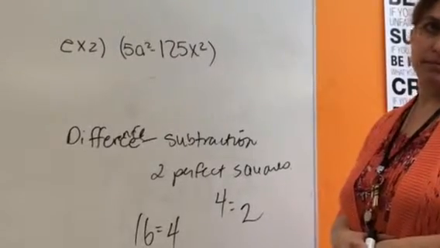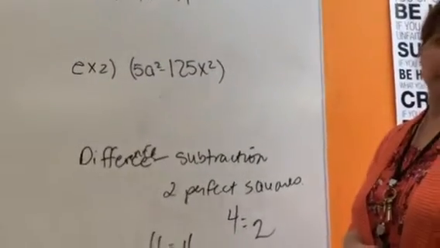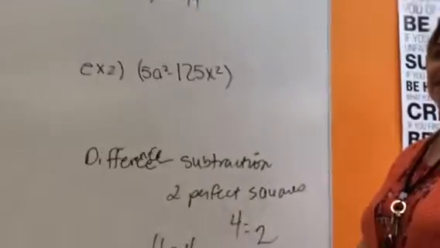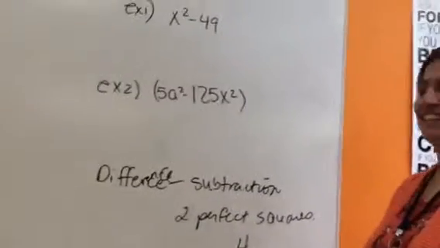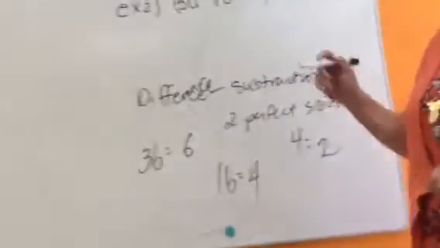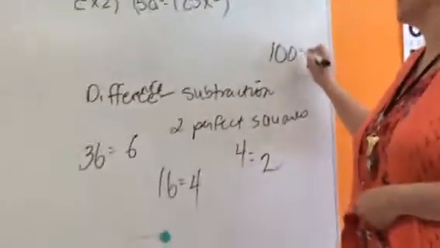20 is not a perfect square. Wait, let me think of this. Let's see. 36 is a perfect square, okay? Because you can take the square root and get 6. 100 is a perfect square. You can take the square root and get 10.